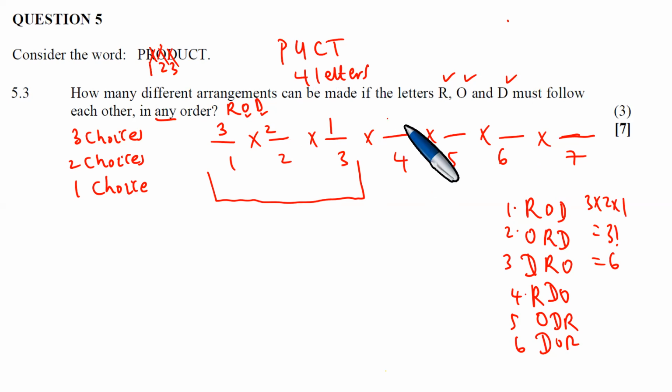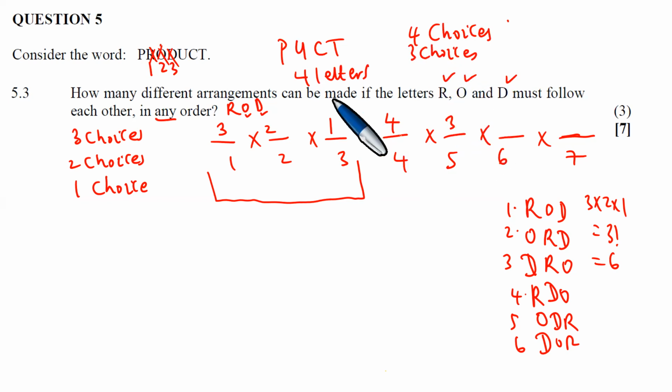So the first letter you can put here in four ways. So we have four choices. And then here, after the first letter has been chosen, maybe P is out, then we have three choices for the next one. After I put the third one, then you have two choices. After that, we have one choice.